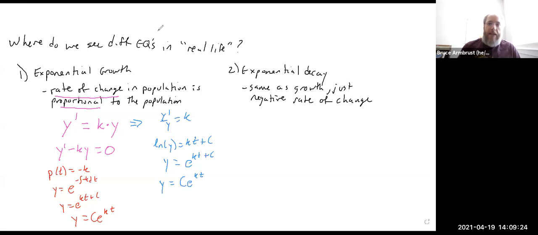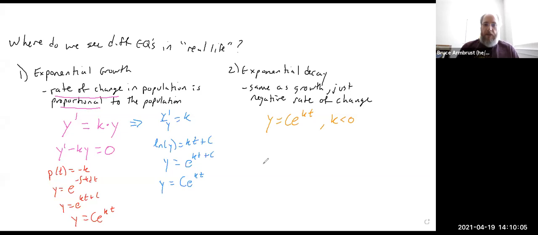So at the end of the day, you get exactly the same formula. It's just K is negative. So exponential growth and exponential decay are really the same thing. It's just the rate of change is either positive or negative, so you get exponential growth or exponential drop off. Now, for any one of these in a real world problem, you're going to need to figure out C and K.